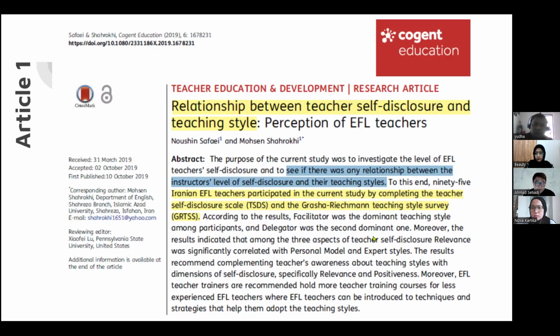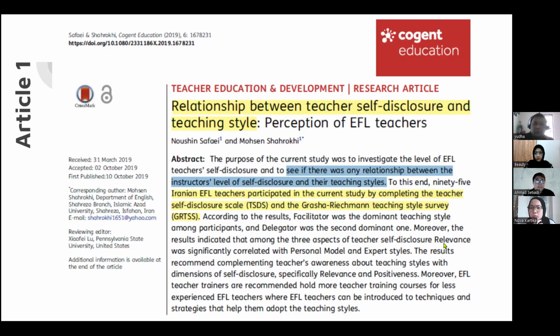Okay, and this research had been conducted in Iran, where the Iranian EFL teachers participated in the current study by completing the teacher self-disclosure scale, or TSDS, and the Grasha-Richmond Teaching Style Survey, or GRTSS.